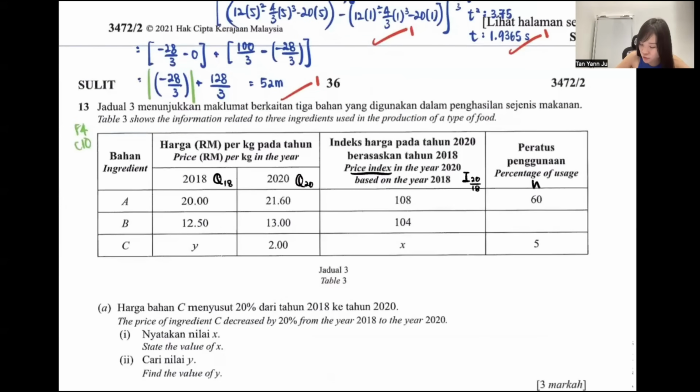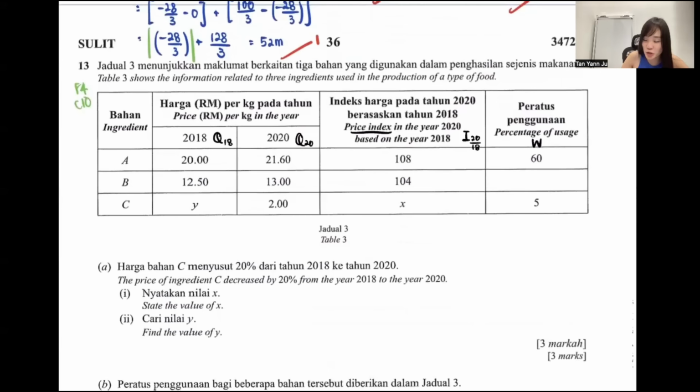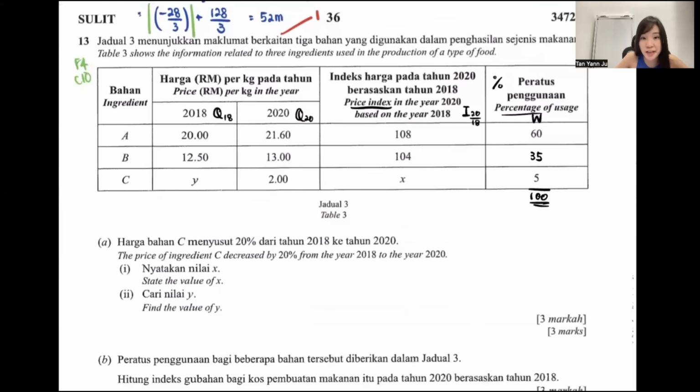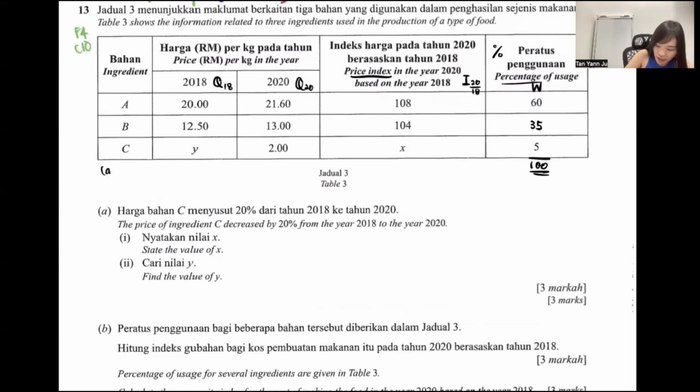Then this one is percentage of usage, which is totally my W. They put percentage. Percentage maximum is always 100. So I know 100 minus 60 minus 5. Oh, the blank space, it should be 35. Okay. So with all this, let's start from A.